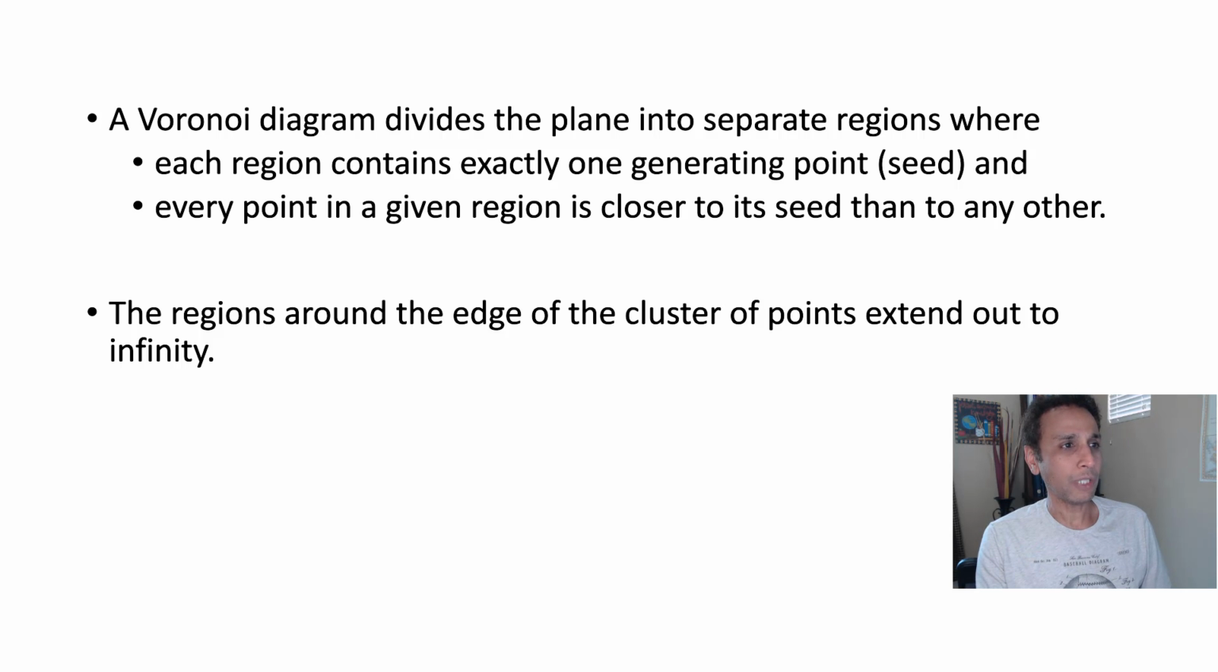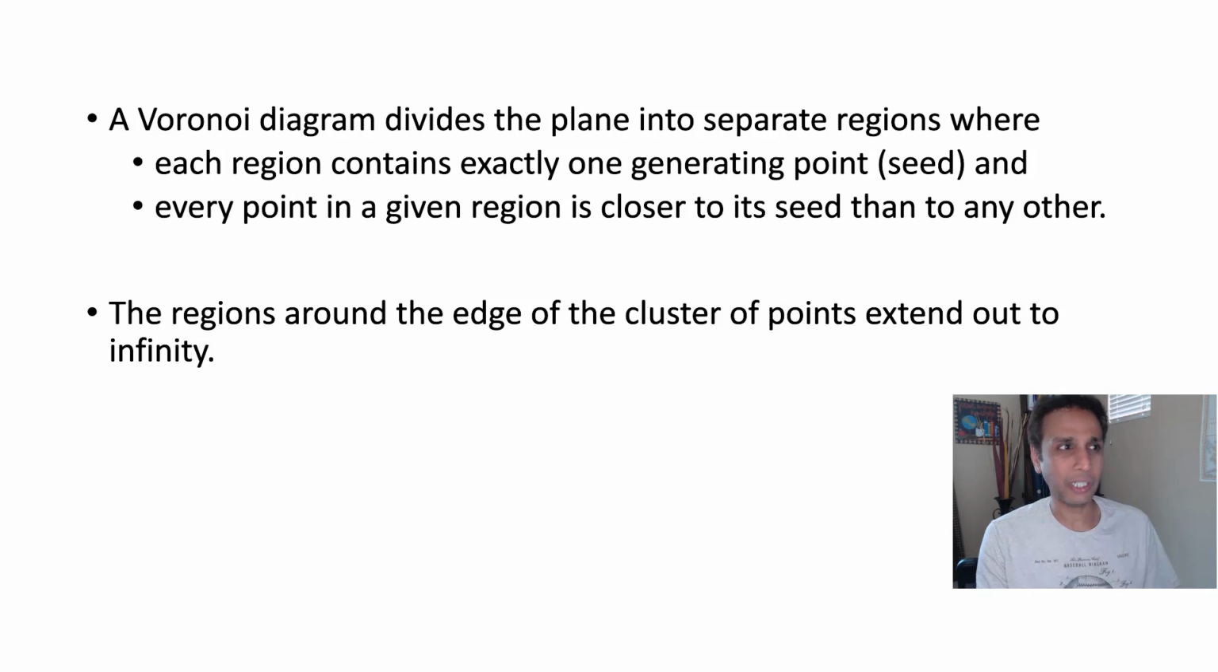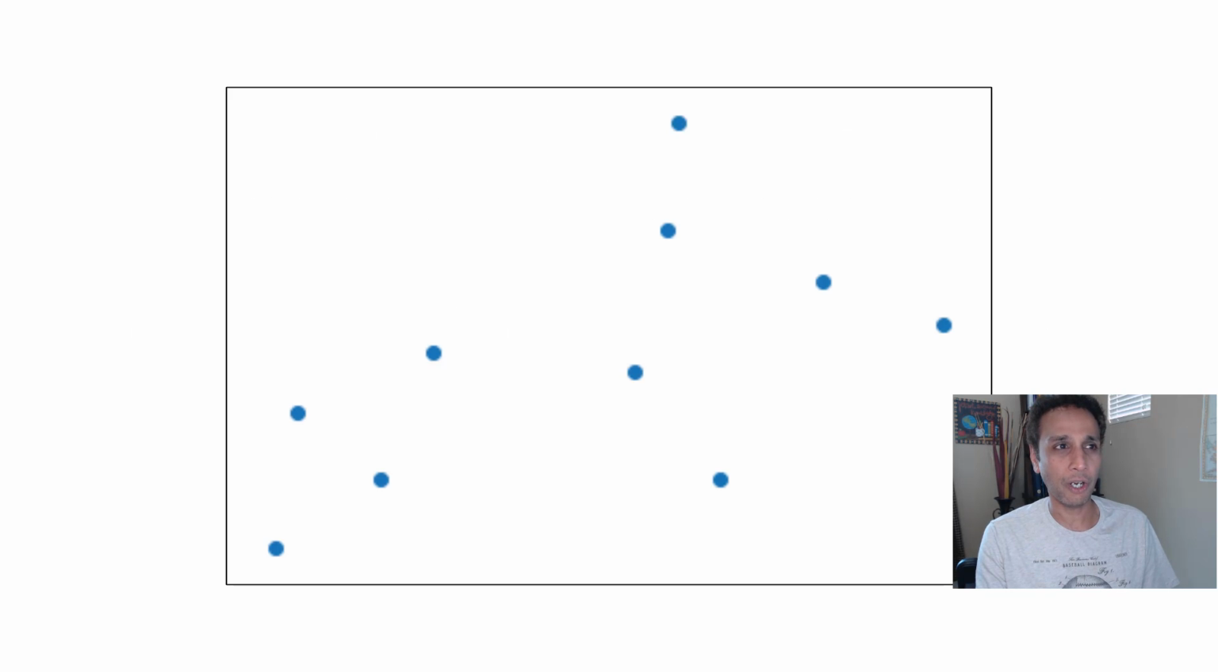And the regions around the edges extend out to infinity. So if I go back to this diagram, you see this region right there, it extends to infinity. That bottom region, infinity, right there. So there is no edge unless you define it. In our case, if you have an image, then the edge of an image is the boundary. Otherwise, it just extends to infinity. Okay, that's the core definition of Voronoi.